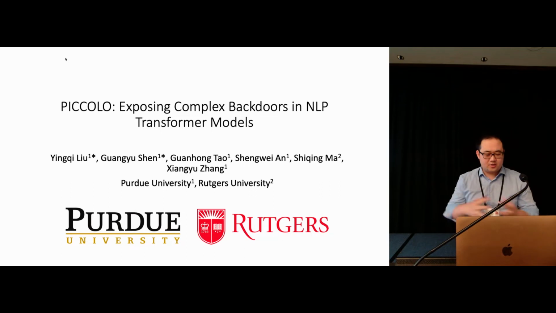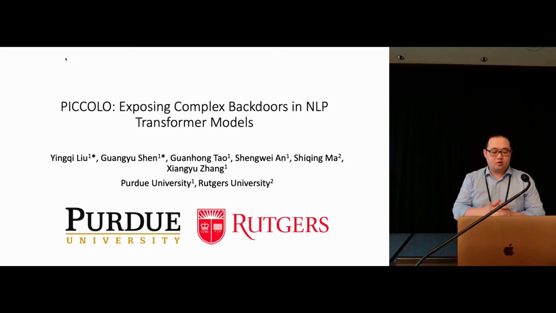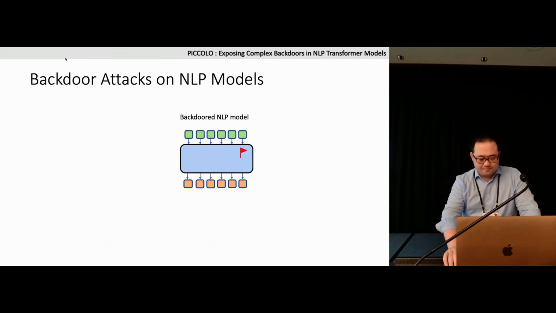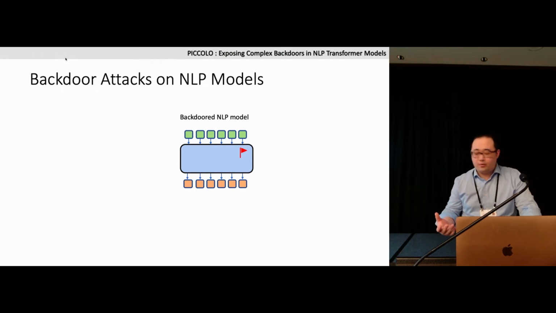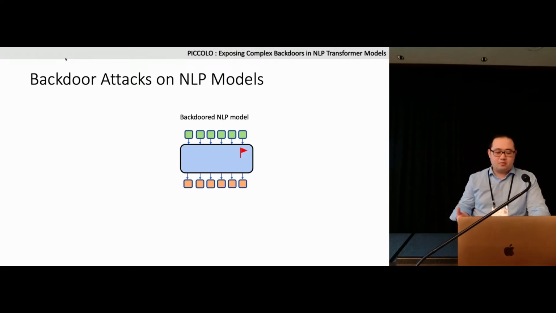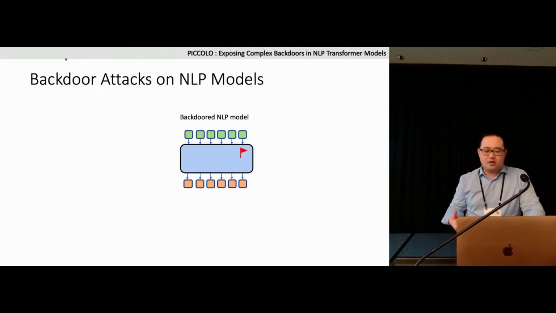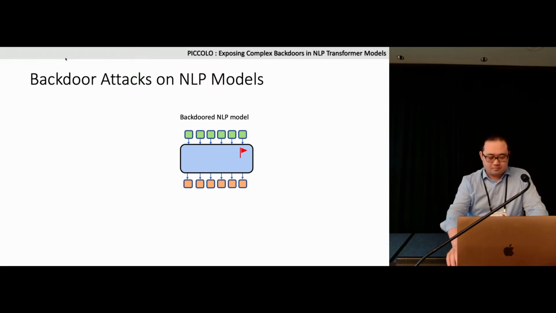Welcome to this talk. Today I'm going to talk about our work, PICCOLO: exposing complex backdoors in NLP transformer models. This is joint research between Purdue University and Rutgers University. Backdoor attacks have shown a severe threat to NLP transformer models. Let me use a very simple sentiment classification model to illustrate what backdoor attacks on NLP models are.